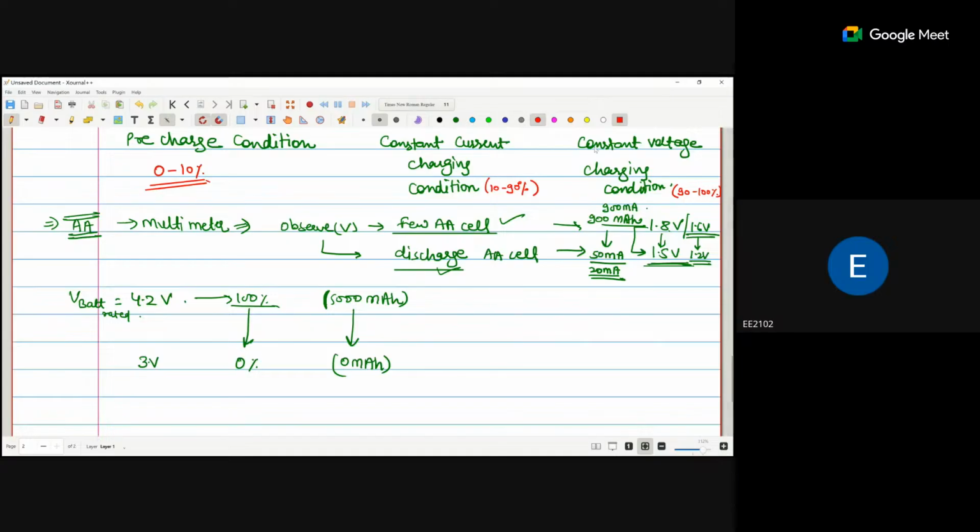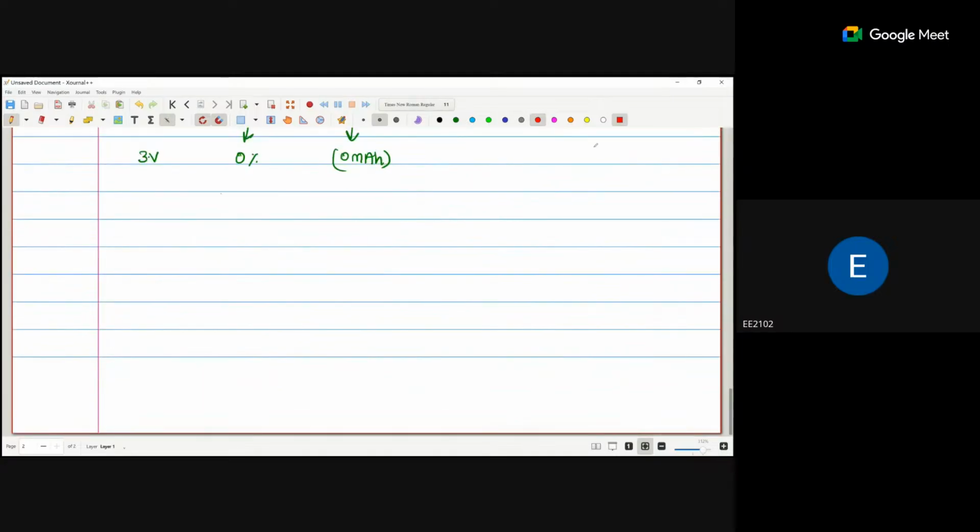Okay. So if I draw the curve, first is the pre-charge, second is the constant current charge, and the last one is the constant voltage charge.